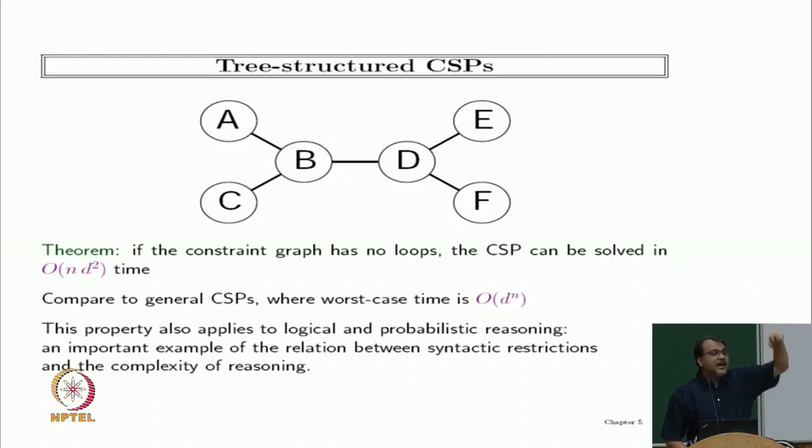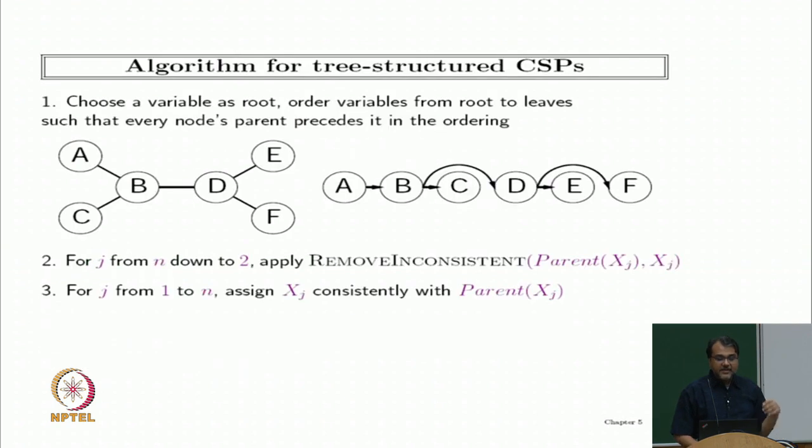Let us talk about what happens when I am given a tree. How can I solve this problem much faster and in n d square time without doing any search whatsoever? Okay. Now the idea is you hang the tree from a node, right? So you basically do some kind of a topological sort. Let's say I try to hang this tree from the node A, okay? And then A has child B, and B has child C and B has child D, and D has child E and D has child F.